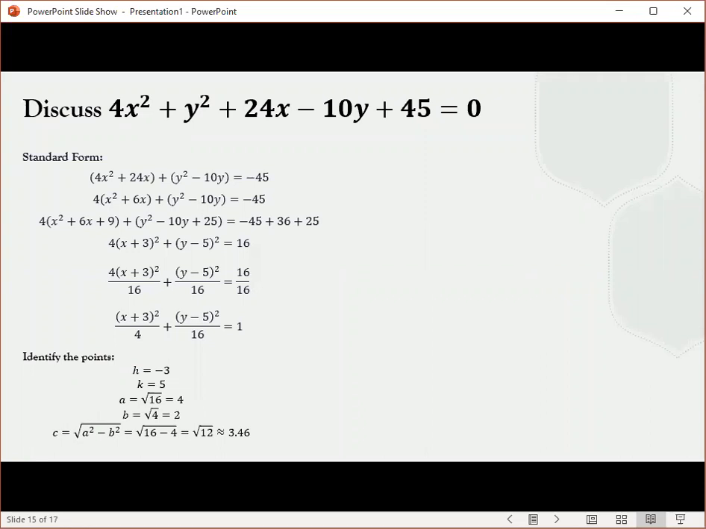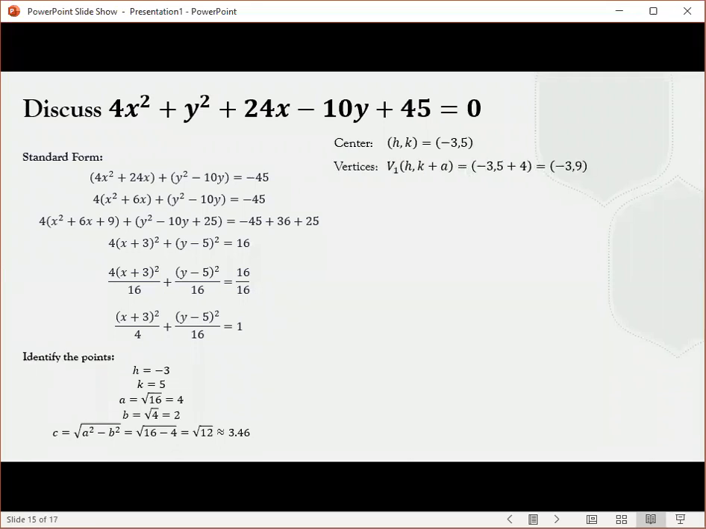So what is the center? The center has coordinates HK. So you have -3 and 5. But before that, let's identify the type of ellipse. What is the type of ellipse? Is it a horizontal ellipse or a vertical ellipse? Okay, very good. This is a vertical ellipse because the denominator of y is greater than the denominator of x.